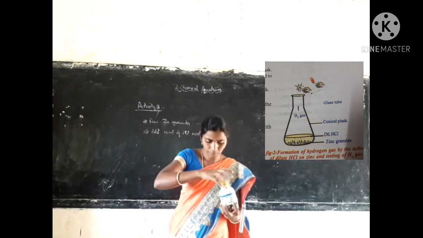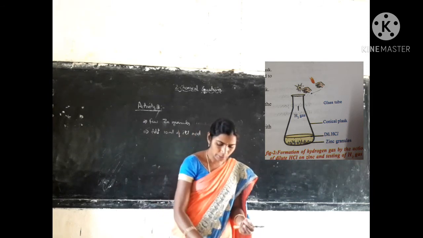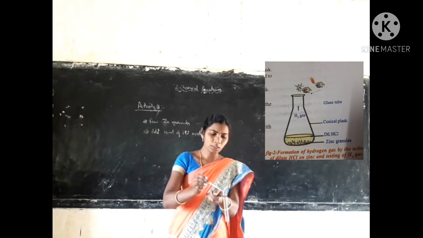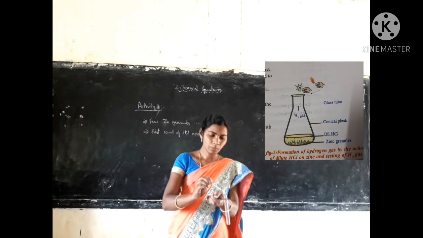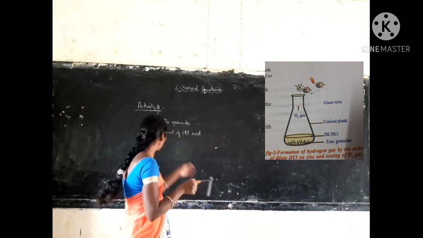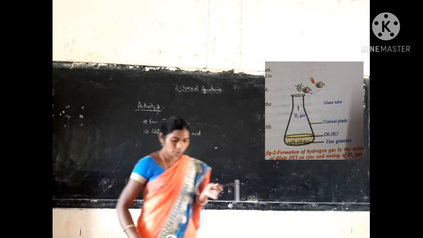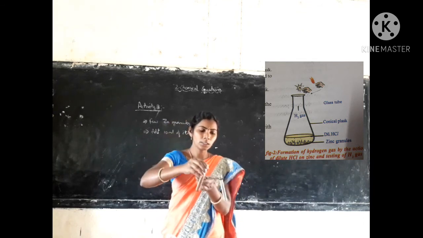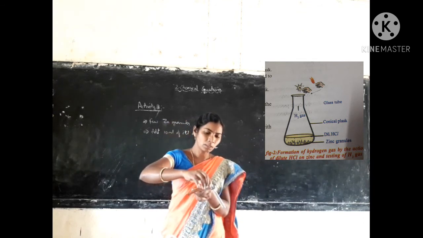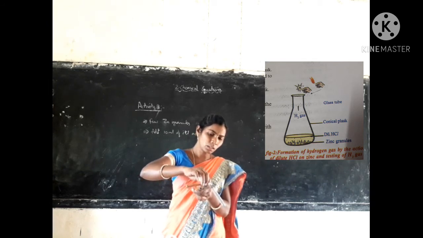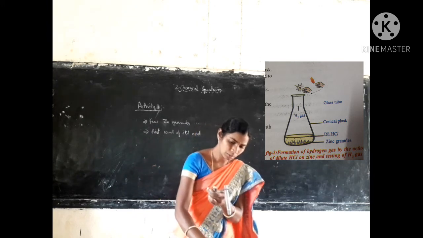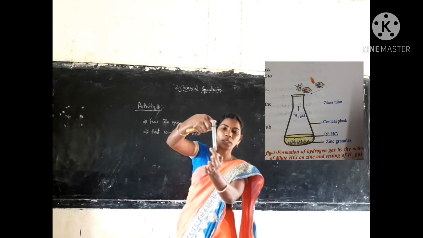So let us take zinc granules. See here, I am taking zinc granules like this. For the zinc, what we should add? 10 ml of HCl acid. So here I have taken in this test tube hydrochloric acid. Now I am mixing this HCl acid to this zinc metal. When I am mixing, try to observe carefully what is happening at the bottom. See here, some bubbles have been evolved.